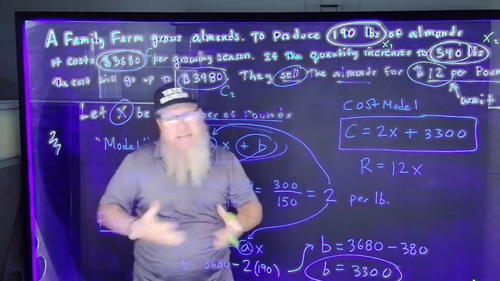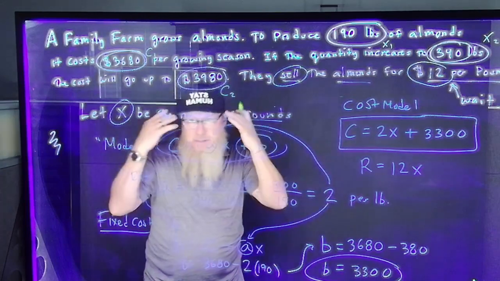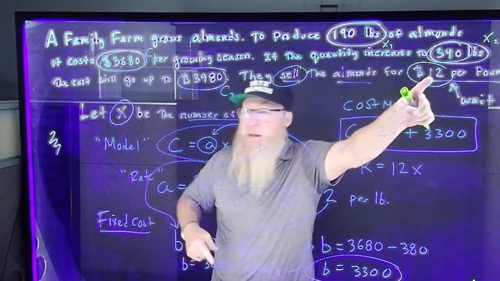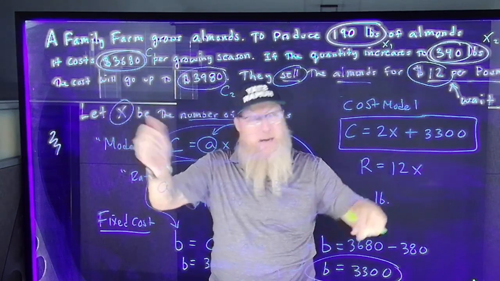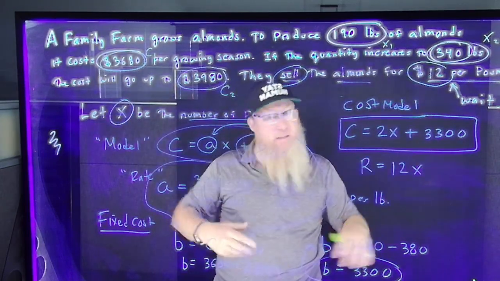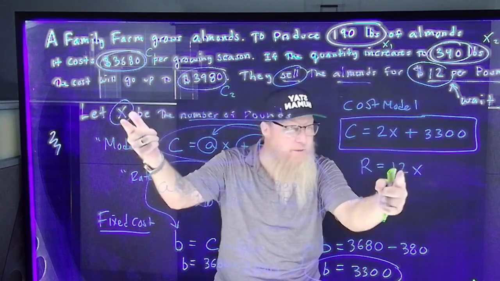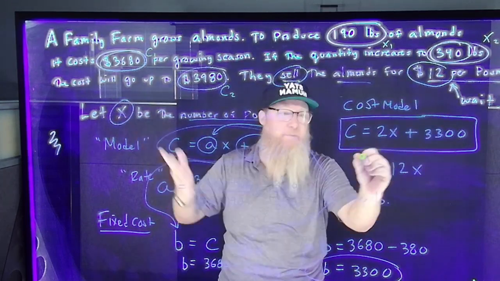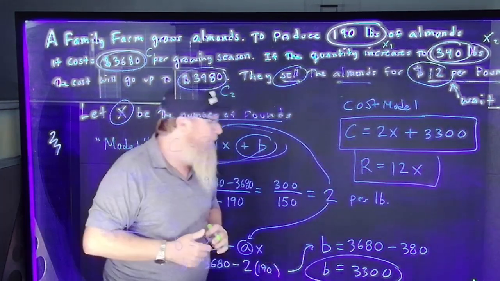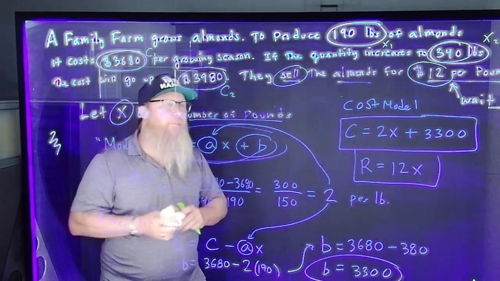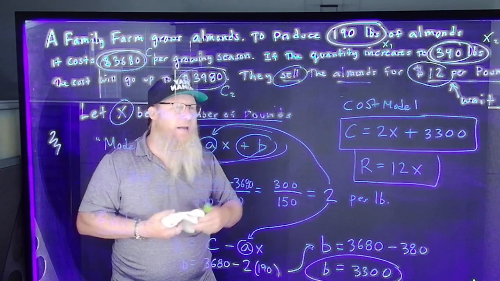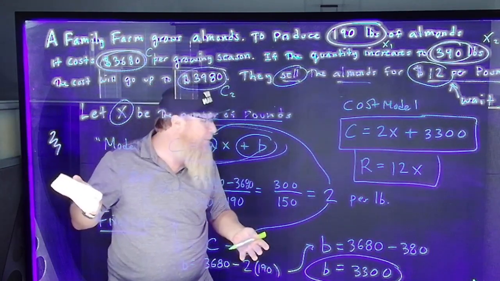There's not a lot of digging, there's not a lot of solving. You just think about, well, $12 per pound. If I sell 1 pound, it's 12 times 1. If I sell 2 pounds, it's 12 times 2. If I sell 100 pounds, it's 12 times 100. So the revenue is 12x. And there you go. That's all the work for this problem. We're going to answer a couple questions related to this problem.